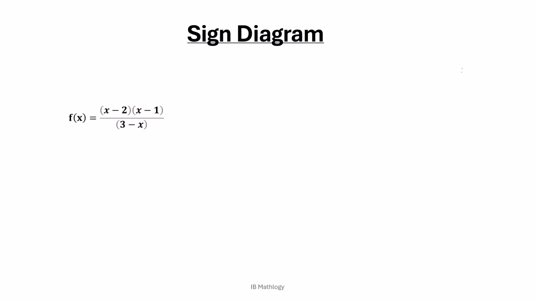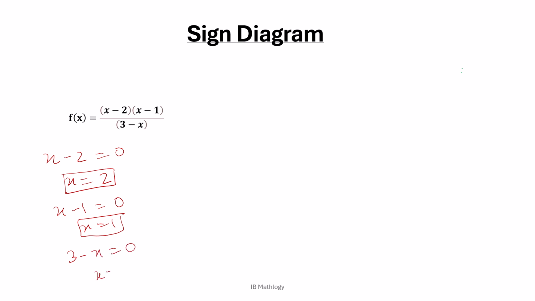Let's take the example when the graph is not given to you. Instead of the graph, a function is given to you. So the first step is to find the x-intercepts of the function. We will put all the factors equal to 0. We are getting our x-intercepts, and the last one is coming as 3. So we have 3 x-intercepts. Now again draw the x-axis and mark all the intercepts.